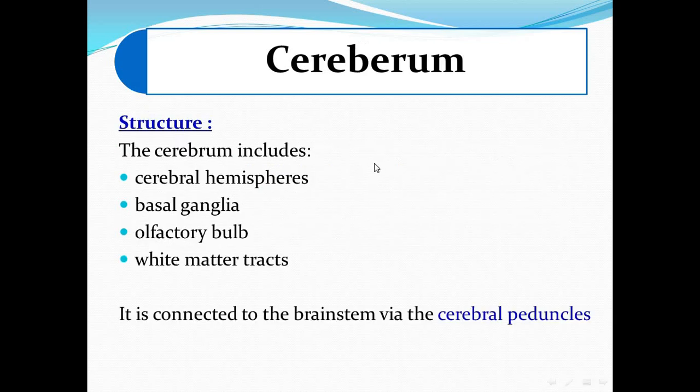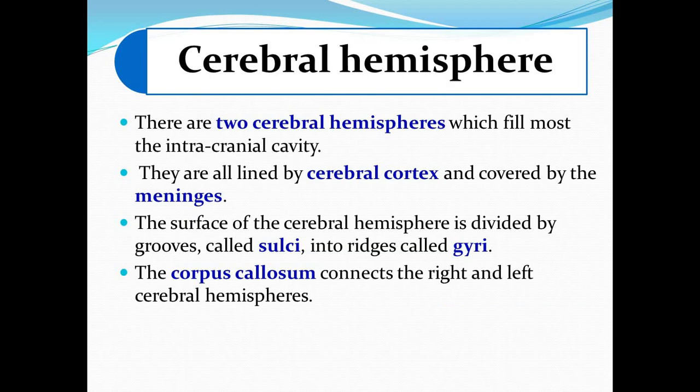The cerebrum is composed of several structures, including the cerebral hemispheres, the basal ganglia, where we talked about this one, the olfactory bulb, and the white matter tracts, where we discussed them. And then it is connected with the brainstem via the cerebral peduncles. Starting with the cerebral hemispheres, we have two cerebral hemispheres which fill most of the intracranial cavity. They are lined by cerebral cortex and covered by meninges. These are three layers of membrane, including the pia mater, the arachnoid membrane, and the dura mater.